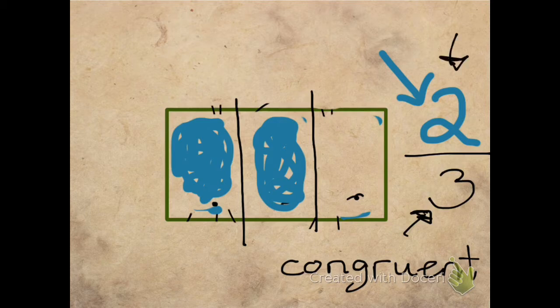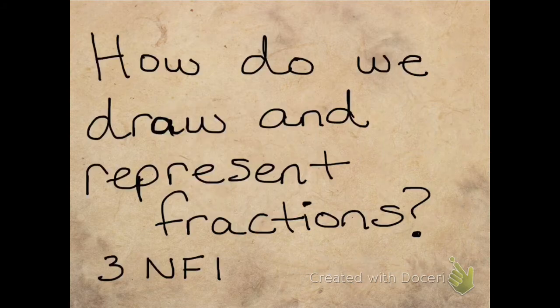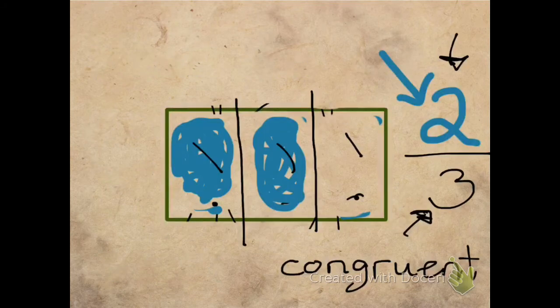Top number, how many pieces I'm counting. Bottom number, how many pieces make up the whole. So I have 3 pieces, 1, 2, 3, that make up my entire rectangle. So if we go back to how do we draw and represent a fraction, this is just the beginning part of how we could draw and represent a fraction here in third grade.